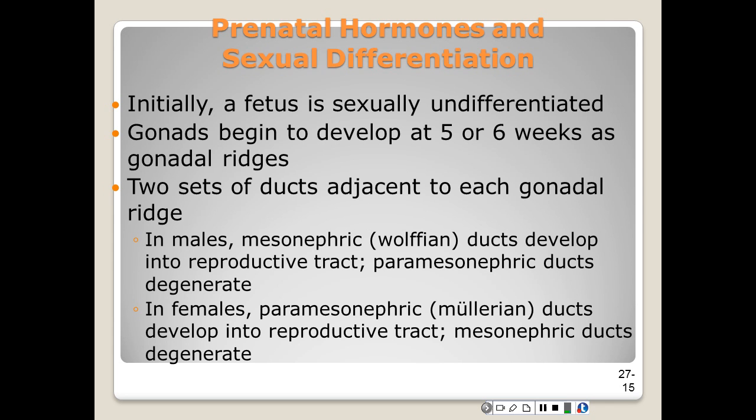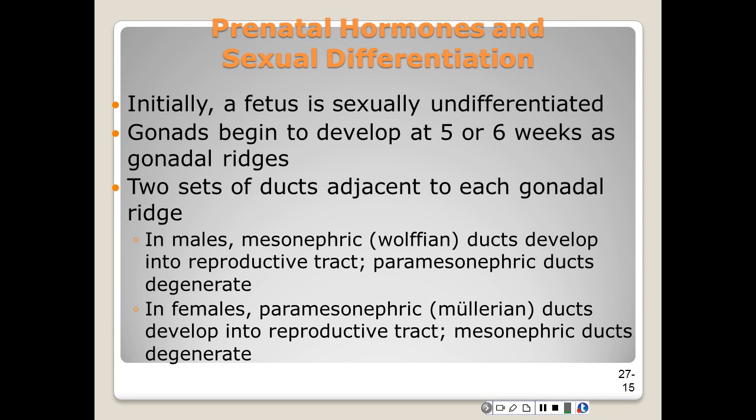Now, sex determination does not end with fertilization, but it requires an interaction between the genetics and the hormones produced by the mother and, of course, by the fetus. Up to a certain point, a fetus is sexually undetermined. Its gonads begin to develop at about 5 to 6 weeks as gonadal ridges, and they usually lie alongside a primitive kidney, which later degenerates.